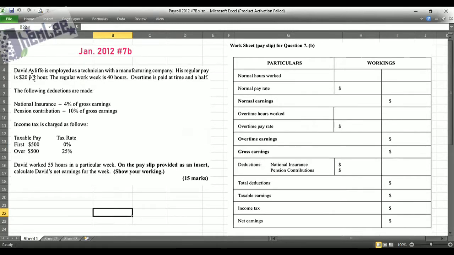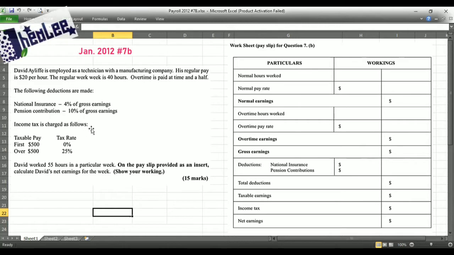It reads, David is employed as a technician with a manufacturing company. His regular pay is $20 per hour. The regular work week is 40 hours. Remember, the regular work week is 40 hours. It means that the normal hours is 40 hours per week. Overtime is paid at time and a half. The following deductions are made. National insurance, 4% of gross pay. Pension contribution, 10% of gross earnings.